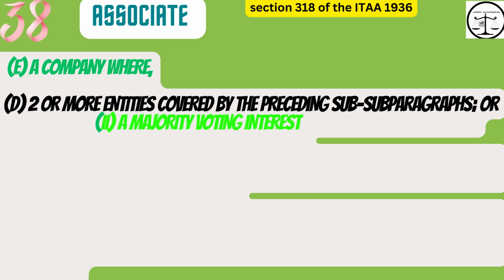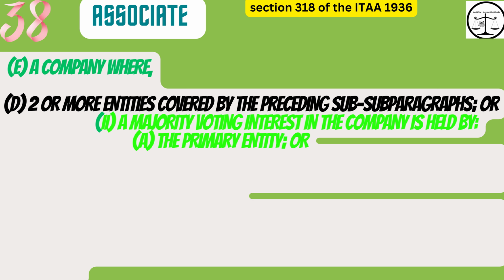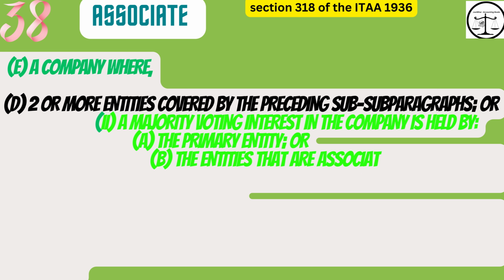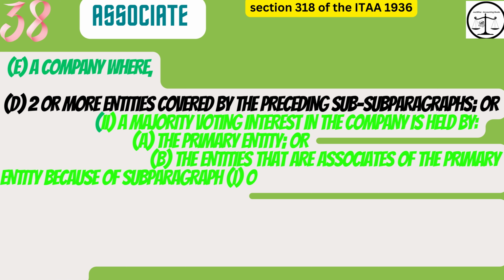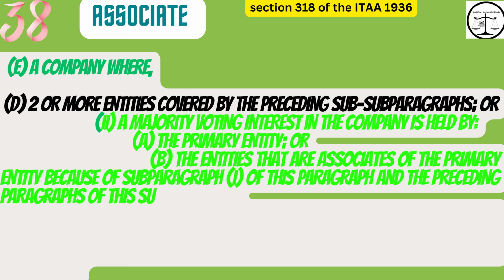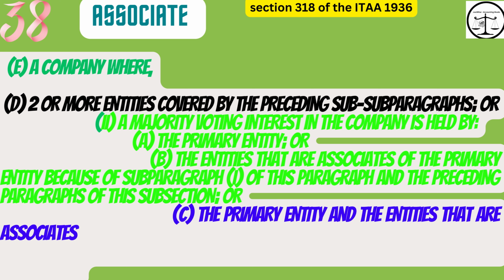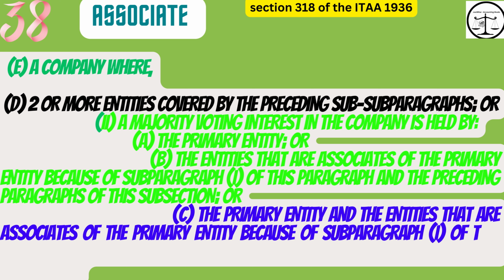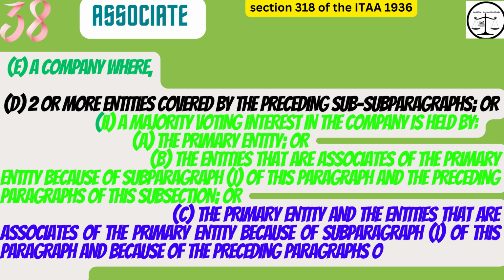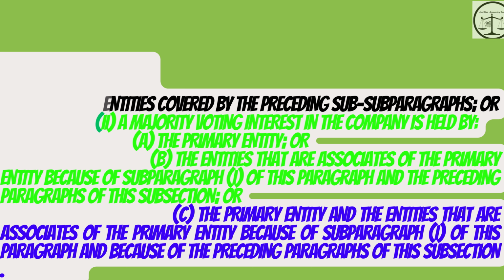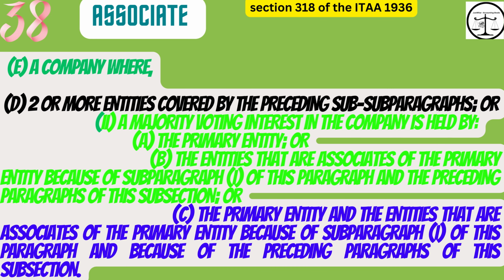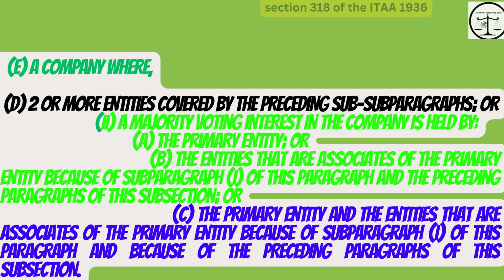Or 2. A majority voting interest in the company is held by A. The primary entity, or B. The entities that are associates of the primary entity because of subparagraph 1 of this paragraph and the preceding paragraphs of this subsection, or C. The primary entity and the entities that are associates of the primary entity because of subparagraph 1 of this paragraph and because of the preceding paragraphs of this subsection.